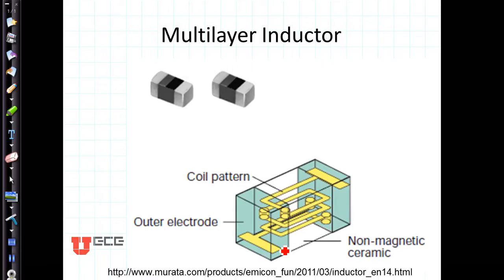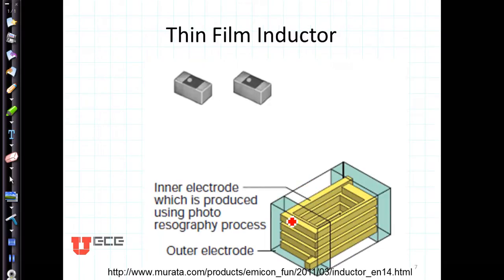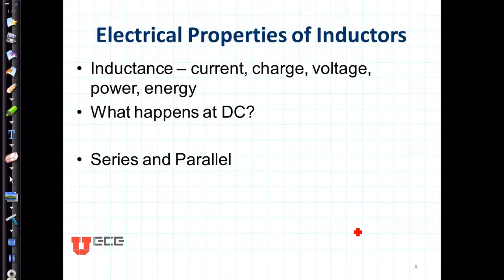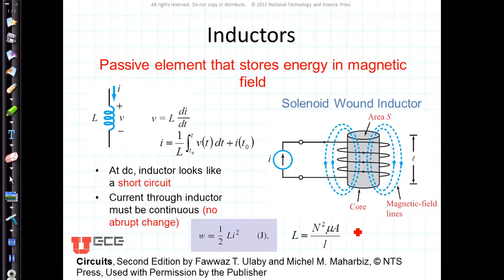Here's a multilayer inductor. The electrodes or connections are on either side, and you can see that you can just print a series of loops, and you connect them by vias. Here's an example of a via. Here's another via. A via is where you drill a hole and fill it with solder, and that basically connects two different layers of your multilayer inductor. Here's a thin film inductor made in a very similar way, where you have several layers of coils to make the total inductance.